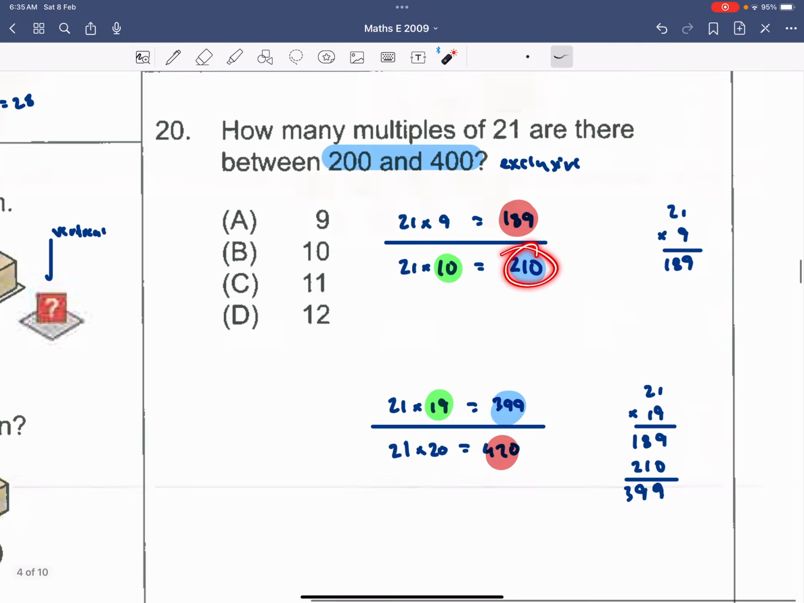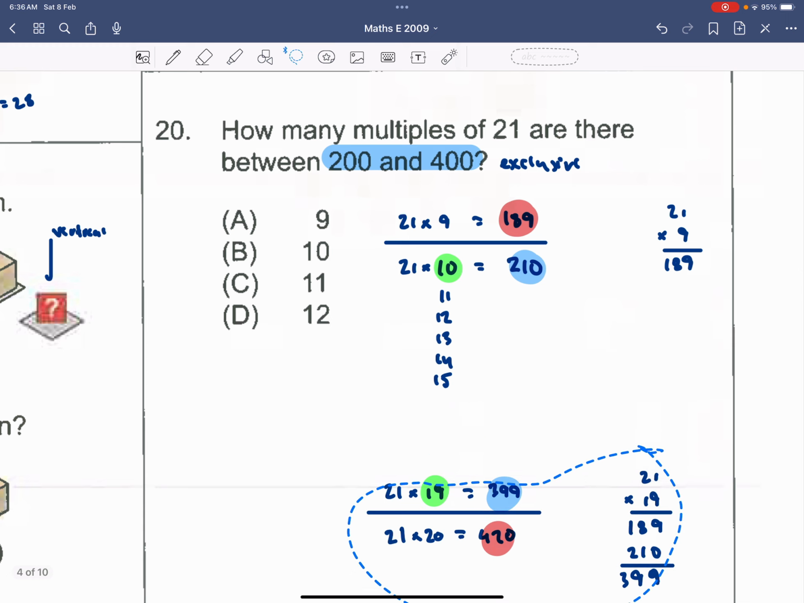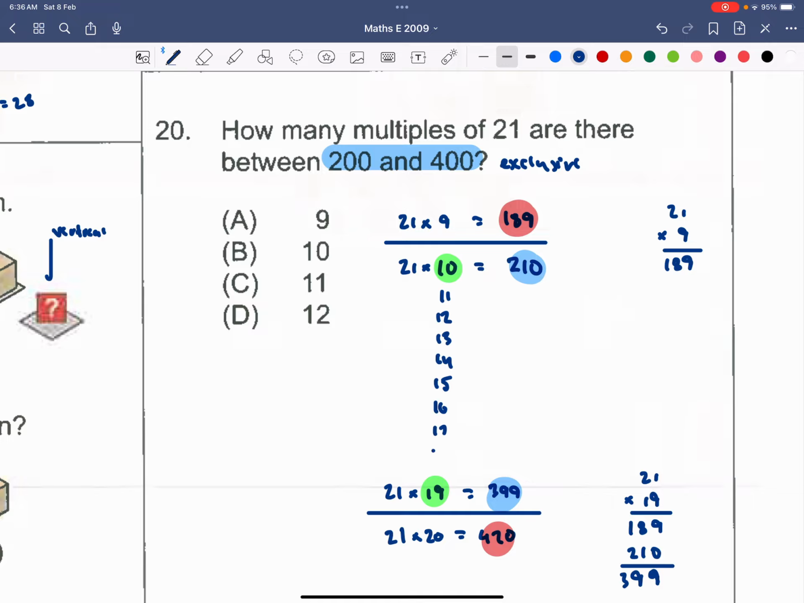We want to know, these are all multiples of 21. We want to know how many multiples of 21 are going to fit between 200 and 400. So you can see 21 times 10 fits, then 21 times 11, 21 times 12, 13, 14, 15. You can see that 21 times all of these should fit, because if 21 times 19 fits, all the way up to 21 times 15 should fit. 16, 17, 18. There you go. All these numbers here will fit. So how many is that? 1, 2, 3, 4, 5, 6, 7, 8, 9, 10. 10 of them fit. 10 numbers fit.